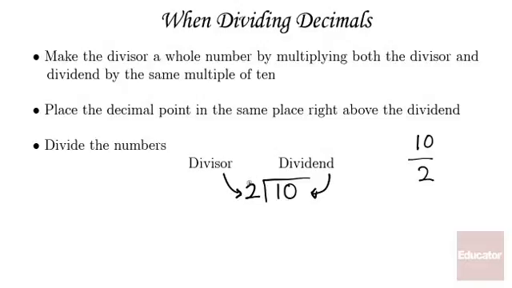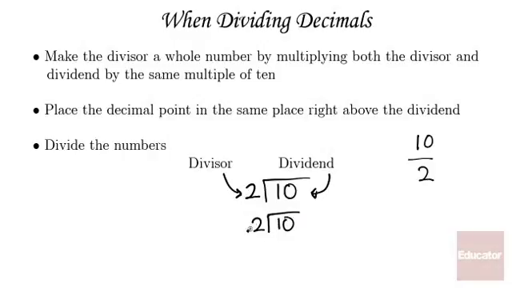So if the divisor is a decimal, then we have to change it into a whole number. The way you do that is by multiplying both the divisor and the dividend by the same multiple of 10. We don't care if the dividend is a decimal. It's only the divisor. So let's say that the divisor is 0.2. So it's 10 divided by 0.2.